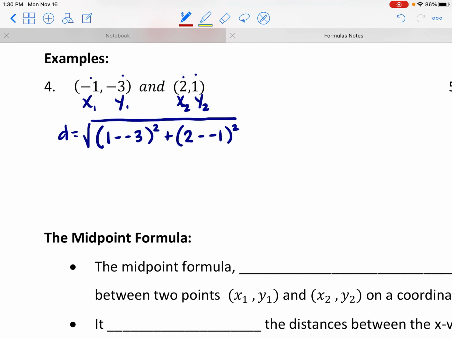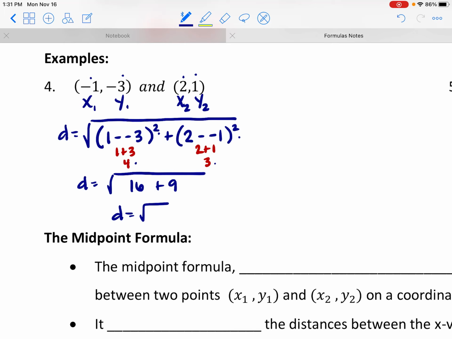So the thing is, you should be able to simplify by hand because sometimes it's not going to be an exact number, it's going to be approximate, and you want to be able to give me the exact radical too. So these double negatives are going to make positives here, so this is really going to be a 1 plus 3, and this is really going to be a 2 plus 1. And 1 plus 3 is 4, and 2 plus 1 is 3, and those both have to be squared. So we have the square root of 4 squared is going to be 16, 3 squared is going to make 9, and then 16 plus 9 is 25. So the square root of 25, which is why the calculator said, oh, the answer is going to be 5.